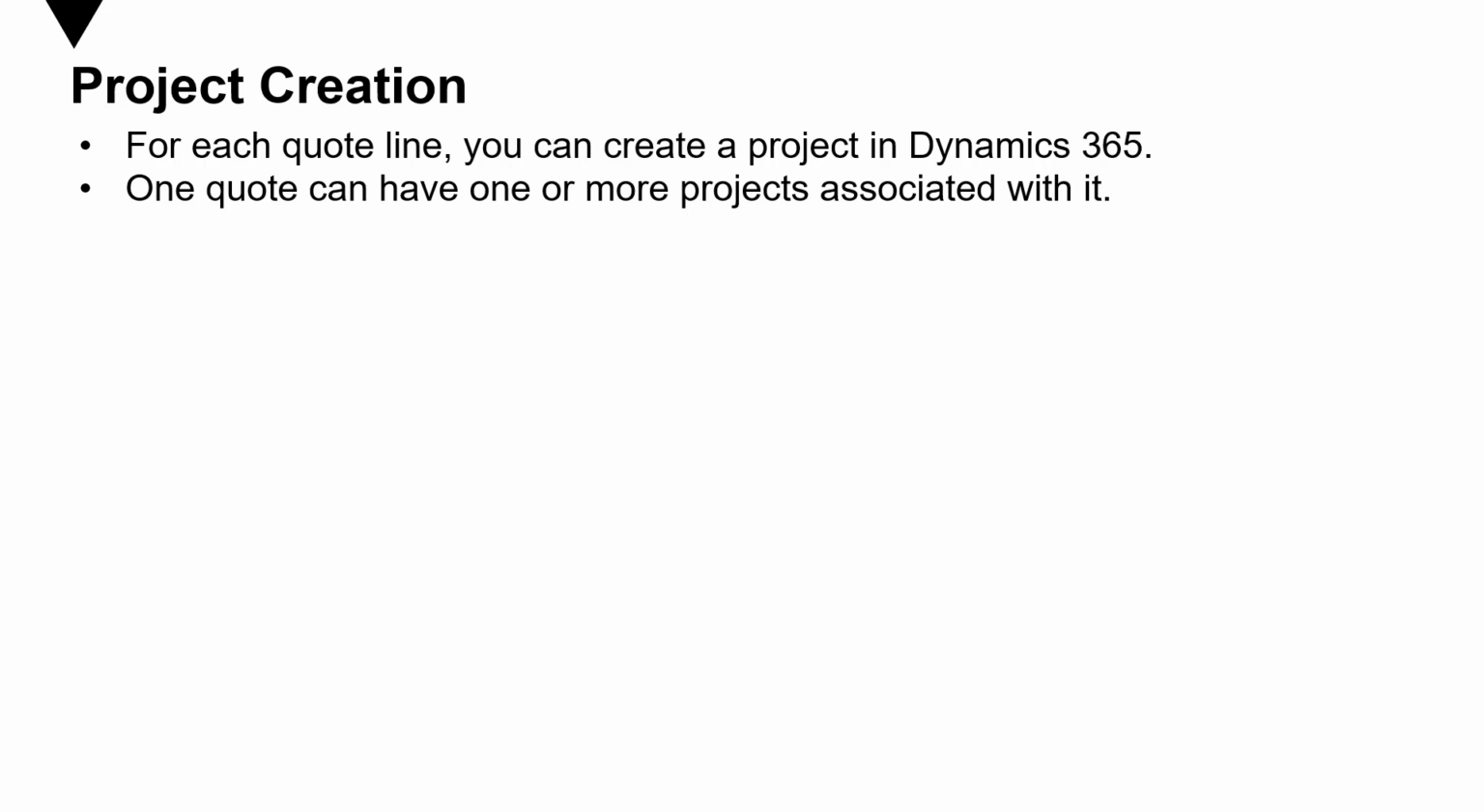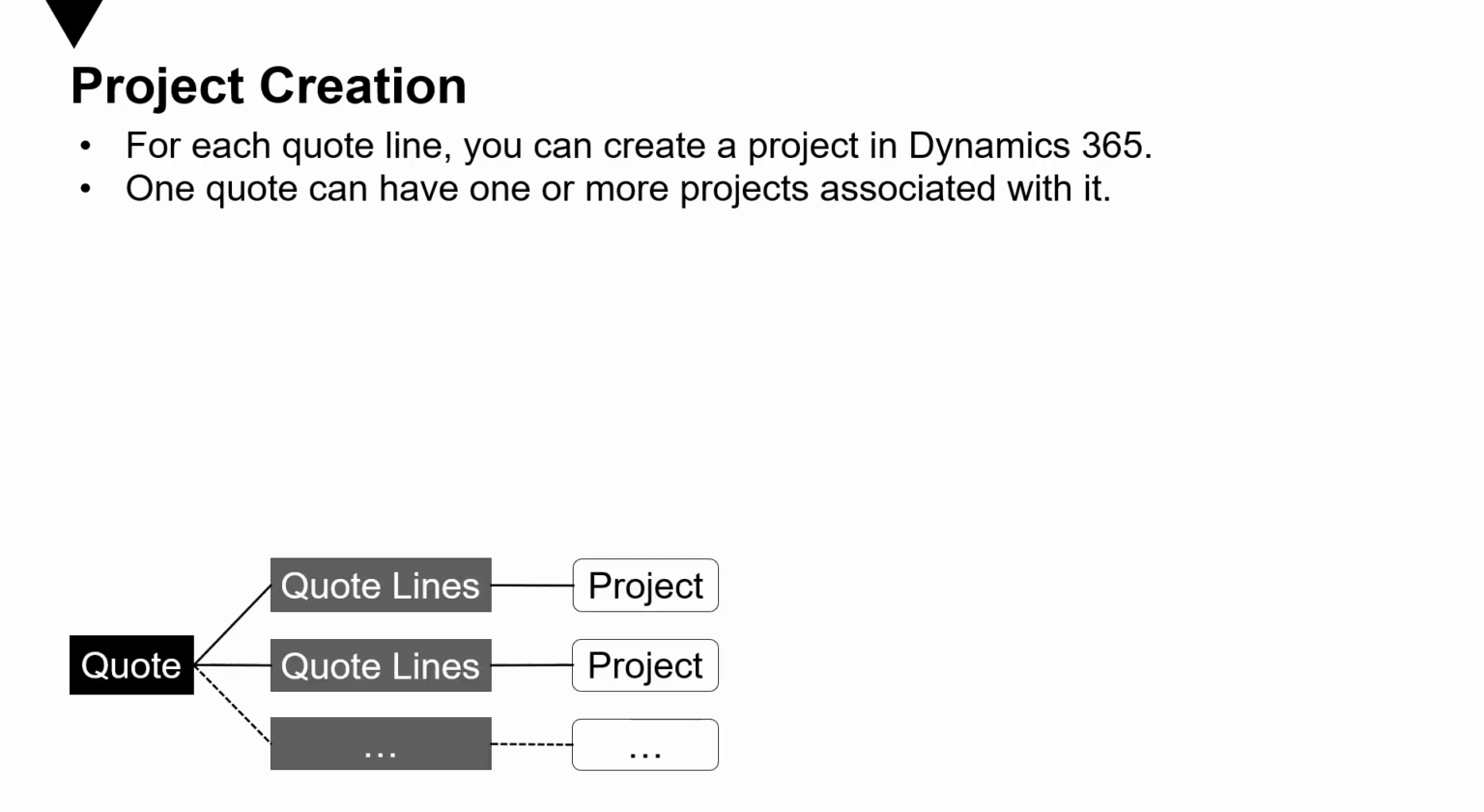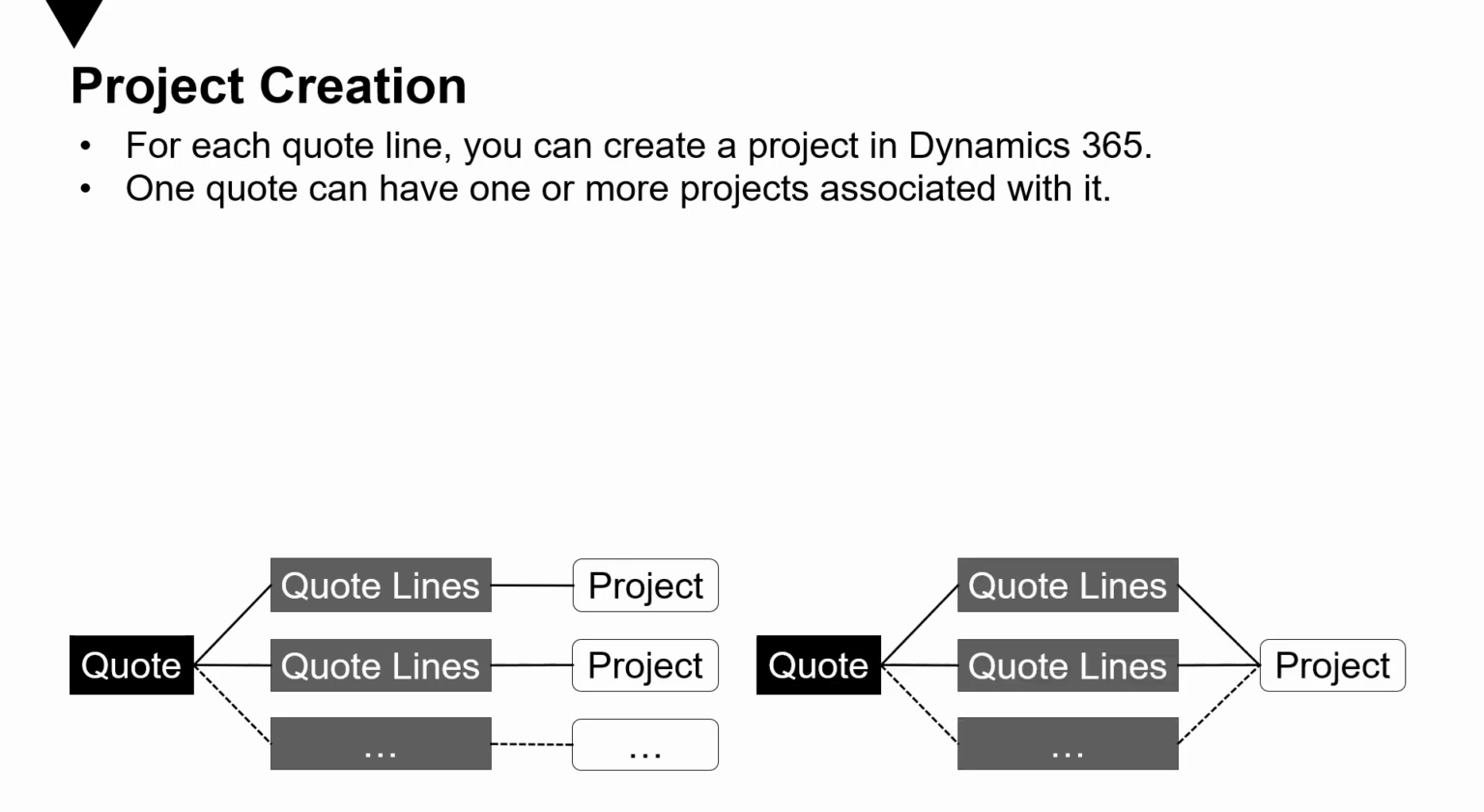Now, for each code line, you can create a project in Dynamics 365. So for example, we can have a code. Each code can have many different code lines. And what you can do is create a project for each code line within that code. So essentially what we are saying is one code can have one or more projects associated with it. There can be another scenario where you have many code lines, but for all the code lines, you just create one project. A code can be associated with one project or more than one project.